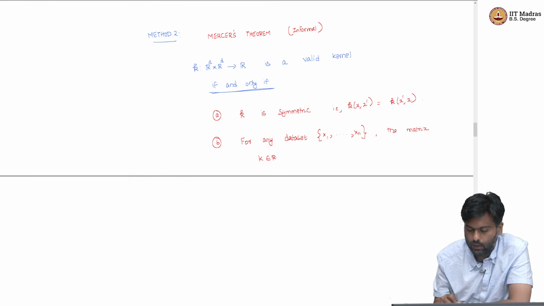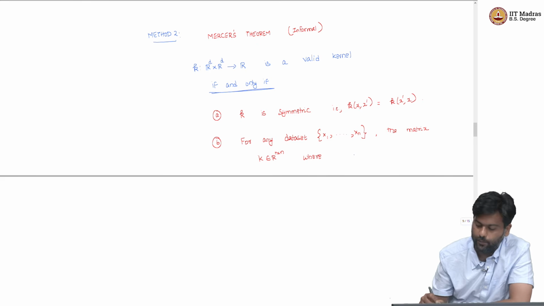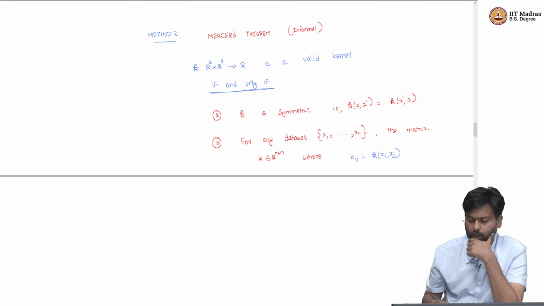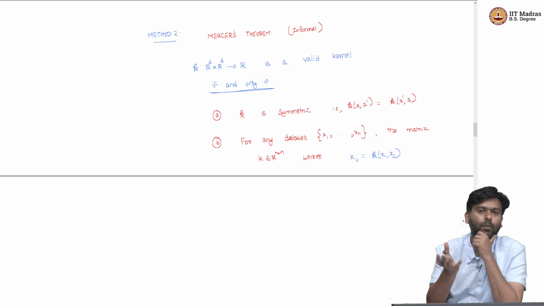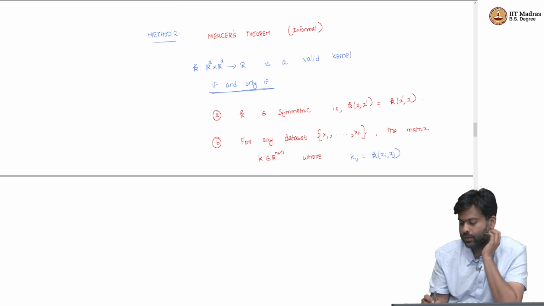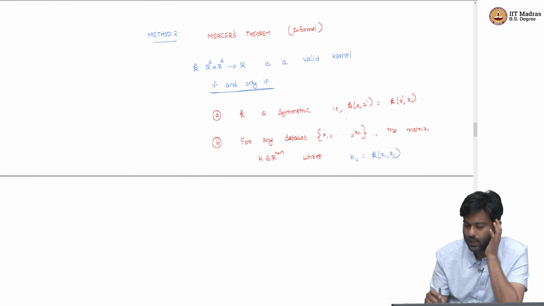The matrix K, which is an n cross n matrix, where you have Kij equals, sorry, I am sorry about that. Kij is the kernel evaluated at xi comma xj, right. So, I give you a data set, you are trying to claim if a k is a valid kernel or not. Now, construct a capital K matrix where capital Kij is the kernel evaluated at xi comma xj. Of course, this is a symmetric matrix because k itself is symmetric. We have already, let us say, verified k is symmetric. But can we say more about this matrix?